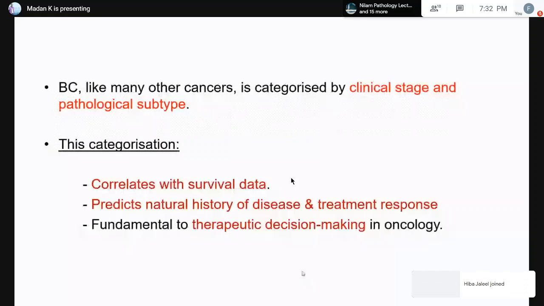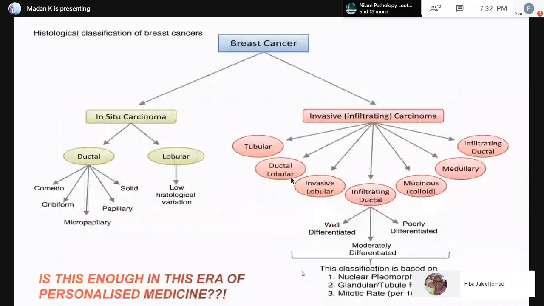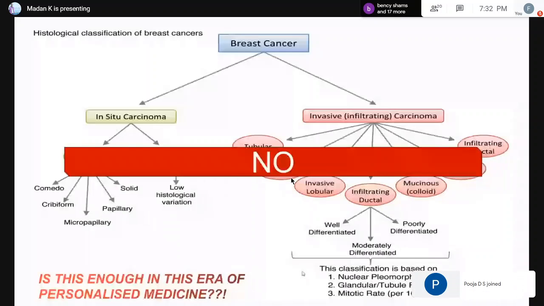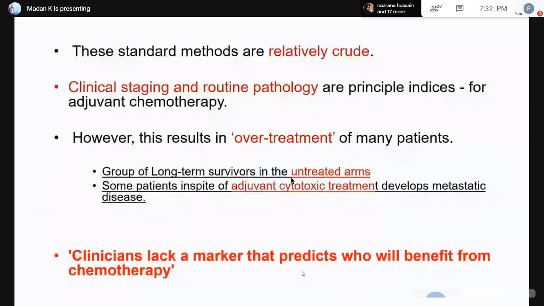So traditionally and till date, this is how the breast cancers are classified, based on their histological features and also the stage. But in this era of personalized medicine, is it good enough? The answer is clearly no. This is because even though these methods are standard for classification, they are relatively crude, and clinical staging and routine pathology are considered principal indices for adjuvant chemotherapy.